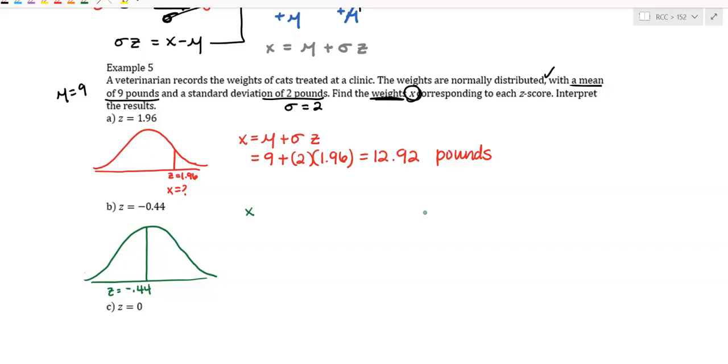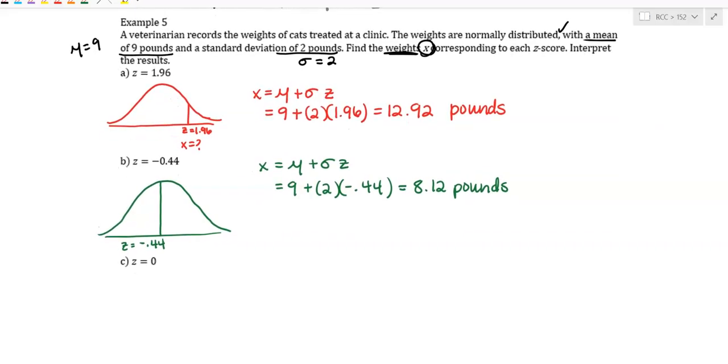Well, we know the formula that x is equal to mu plus sigma z, and we're just going to go ahead and plug in. Mu is 9, sigma is still 2, but this time z is negative 0.44. And this gives us 8.12 pounds. So please do check these in the calculator behind me. I have made mistakes before, but I'm pretty sure I know these are right. I didn't make a mistake on these. But still, you should be putting these into your calculator and working along with me.